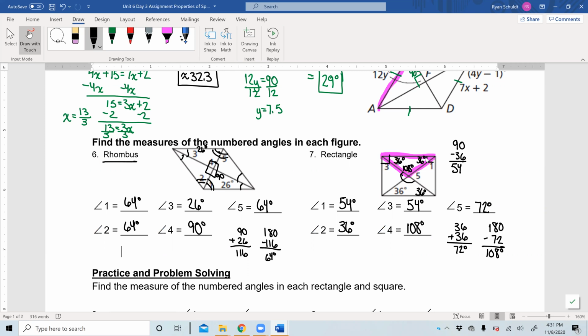If you didn't realize that, though, you could say, okay, well, that's 54. That's 54. So 54 plus 54 gets you 108. Subtract that from 180. And you get, what do you know? 72 degrees.